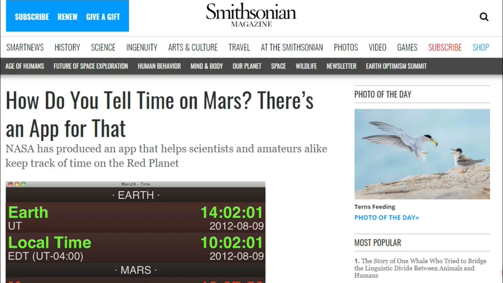How do you tell time on Mars? There is an app for that. NASA has produced an app that helps scientists and amateurs alike to keep track of time on the red planet. Get the fuck out of here.